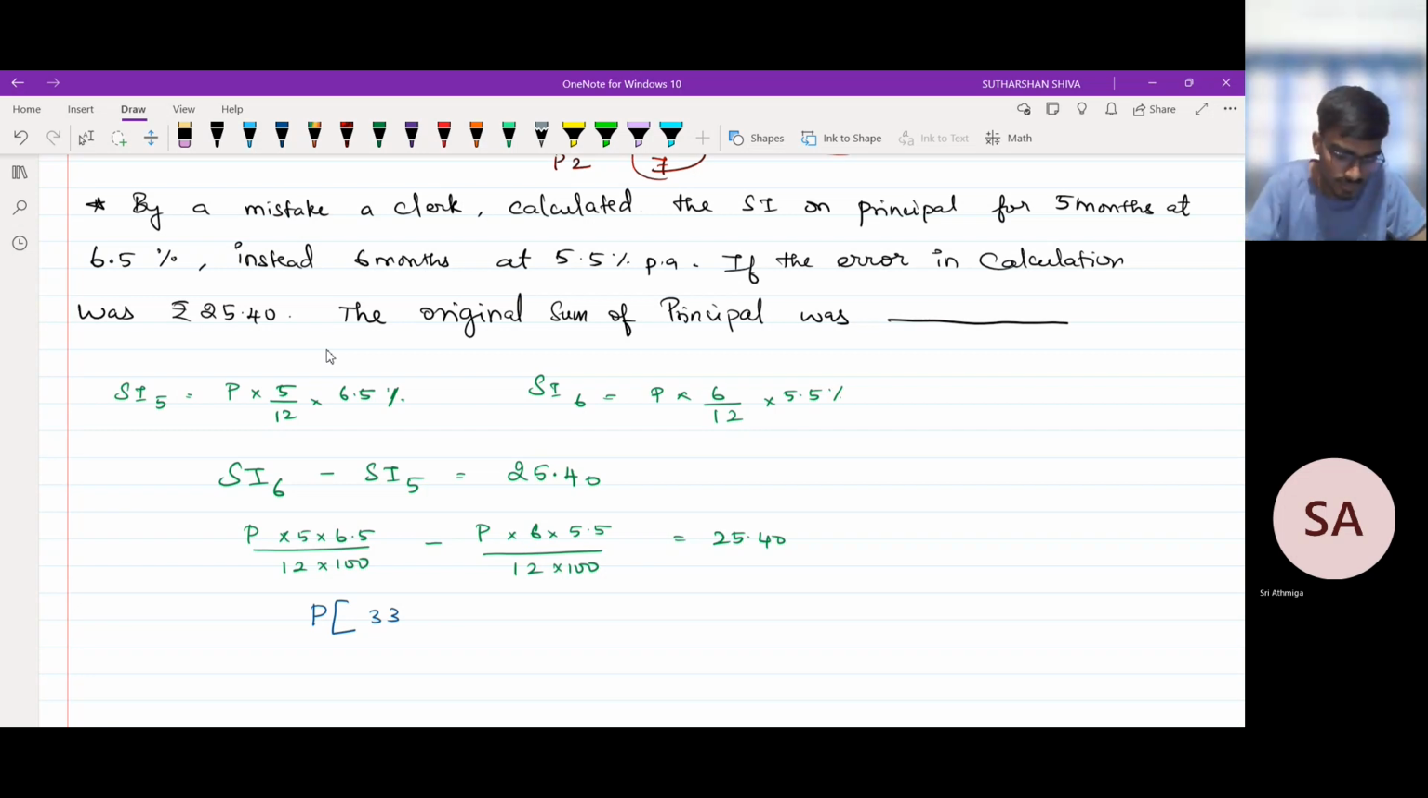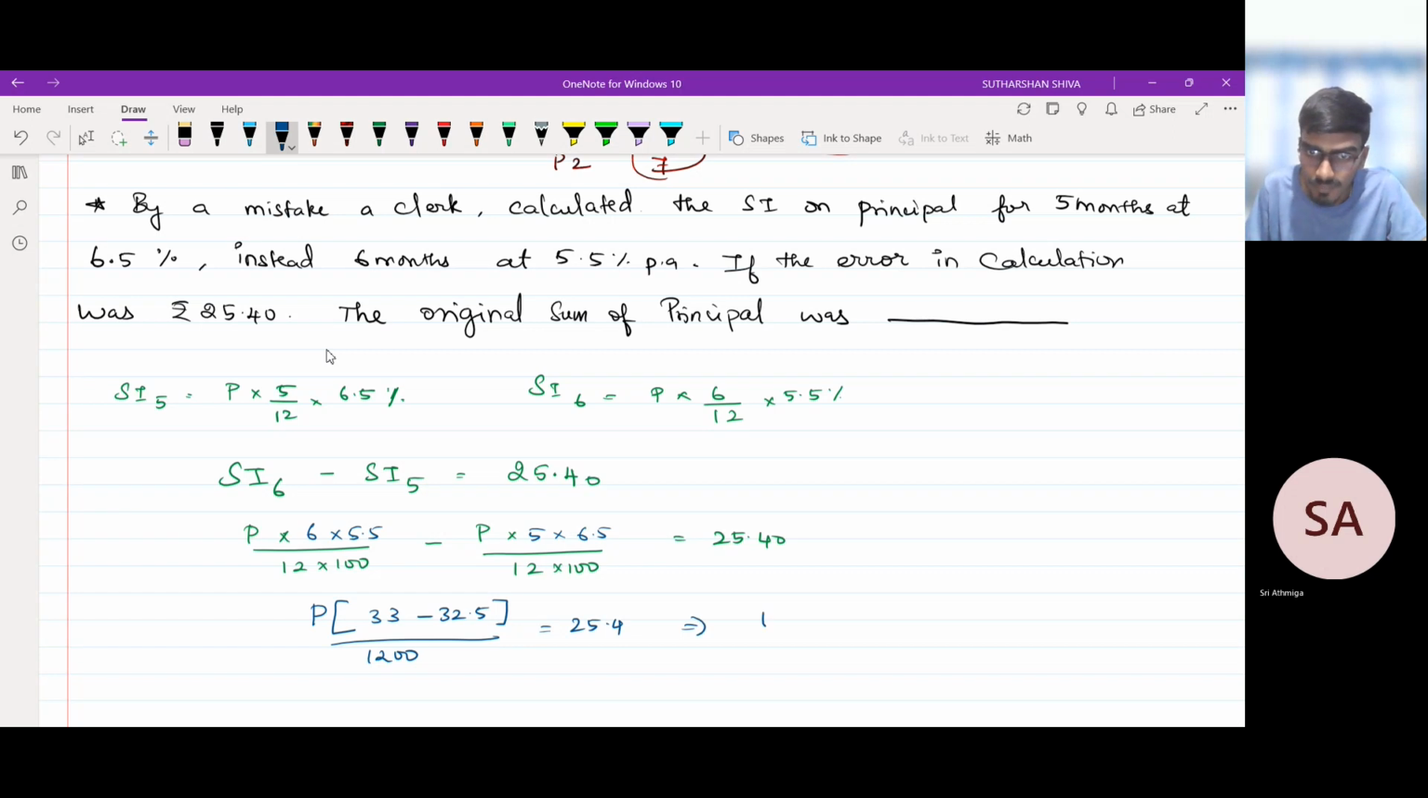6 into 5.5, 5 into 6.5 is how much? 32.5. Okay, just a minute. S6 value is what? S6 is nothing but 6 into 5.5. S4 value is what? 5 into 6.5. 6 into 5.5 value is nothing but 33. 5 into 6.5 value is nothing but 32.5, divided by 12 into 100, which is 1200, into 25.4.